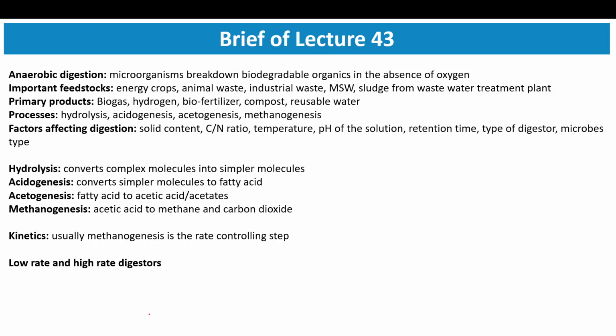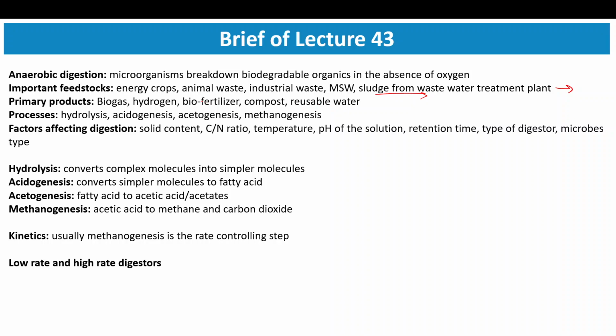Now let's look into the digestion of the sludge, especially anaerobic digestion, where microorganisms break down the biodegradable organics present in the sludge in the absence of oxygen. The sludge used for this purpose could be energy crops, animal waste, industrial waste, municipal solid waste, or sludge from a wastewater treatment plant. So any sludge could be used for anaerobic digestion. The primary products from this could be biogas, hydrogen, biofertilizer, compost, and reusable water.